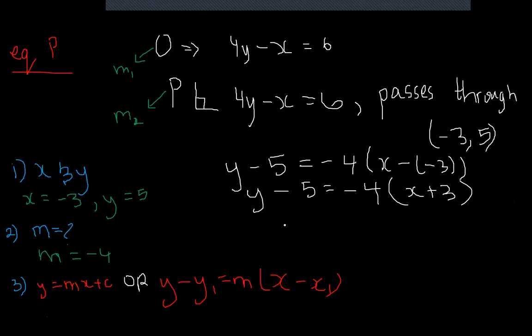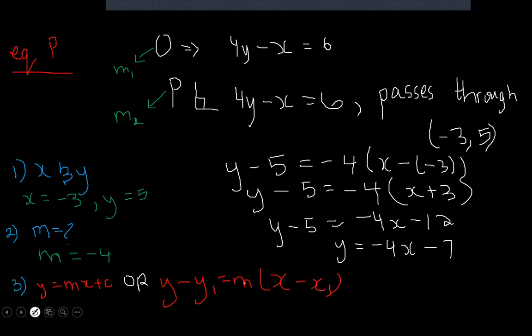And all we have to do now, we're trying to make y the subject. So we could expand these brackets. So it becomes y minus 5 is equal to minus 4 times x, which is minus 4x. And then minus 4 times 3 is minus 12. Remember, we're trying to make y the subject of the formula. Y is equal to minus 4x. We have to add 5 on both sides. And minus 12 plus 5 is minus 7. So this is my equation for P.